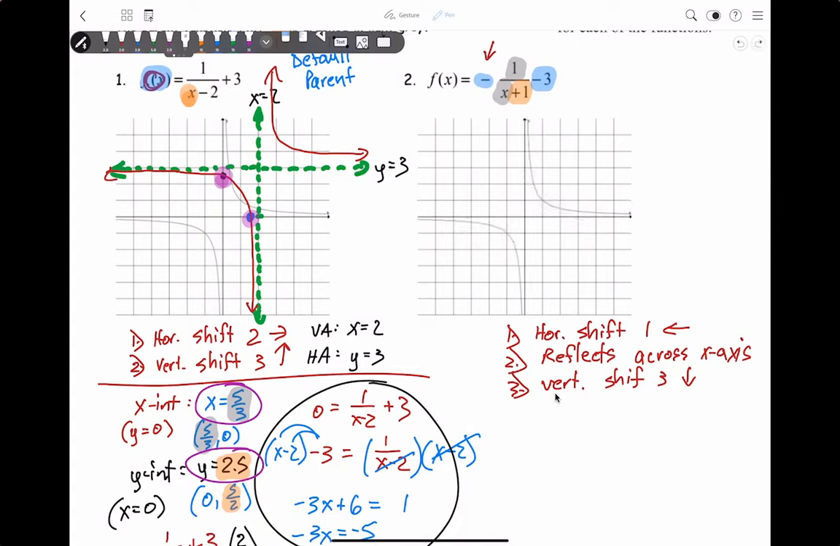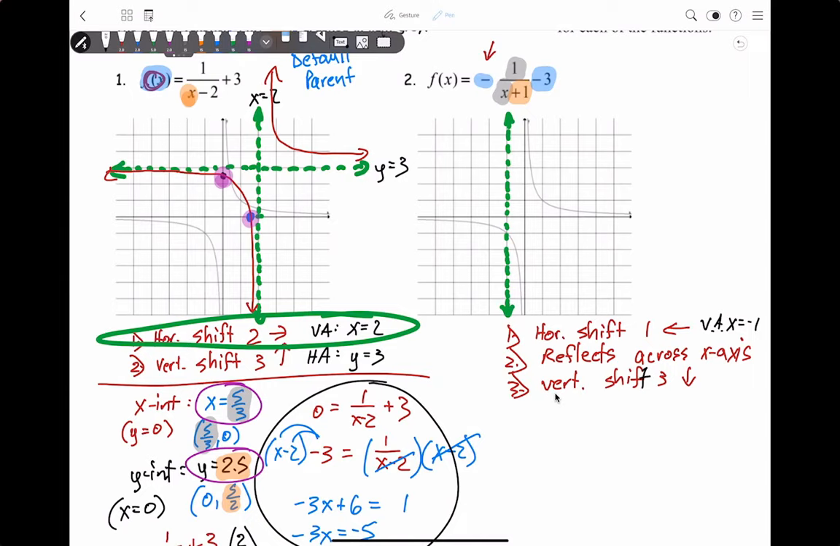Now, I'm going to look first at this horizontal shift 1 unit to the left. It's telling me that I'm going to shift my vertical asymptote 1 unit to the left, because vertical, again, deals with horizontal change. So the vertical asymptote is at x is equal to -1. And then the vertical shift is going to be 3 units down. That says it's going to have a horizontal asymptote at y is equal to -3, okay?